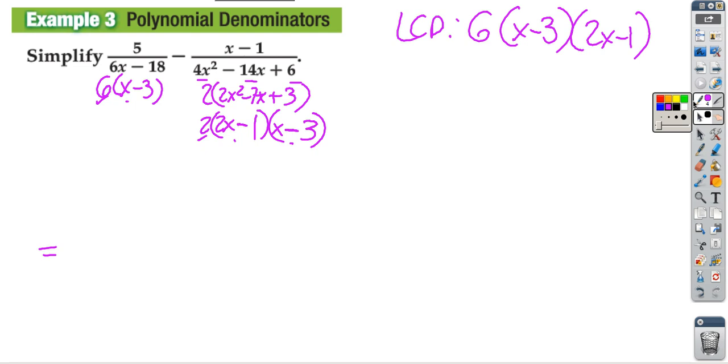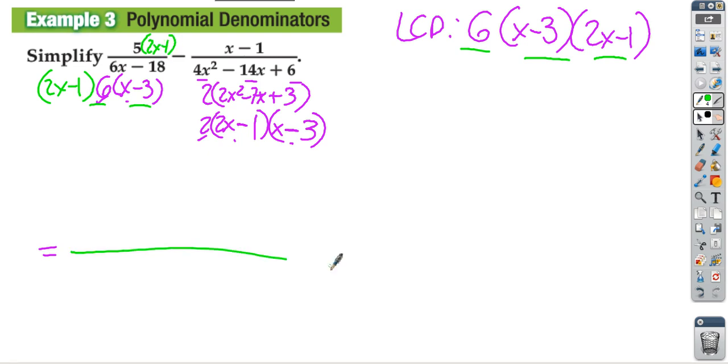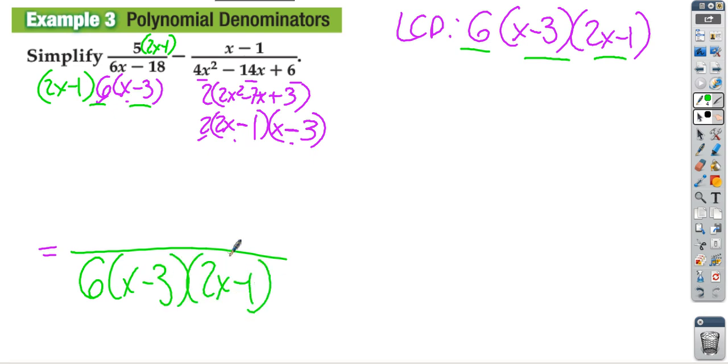Let's start with the left side first. We need a 6 times an x minus 3 times a 2x minus 1. This has a 6 and it has an x minus 3. It's missing a 2x minus 1. So we're going to multiply by that. So the bottom is going to be 6 times x minus 3 times 2x minus 1. And the top, when we distribute the 5, it's going to be 5 times 2x is 10x, and 5 times negative 1 is minus 5. And then this is important, we have this minus right here, so I'm going to keep that by itself for now. I'll explain what happens with that in just a sec.